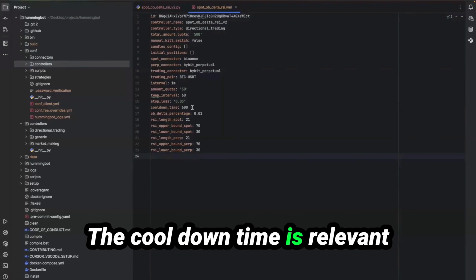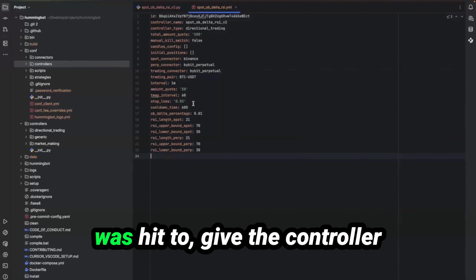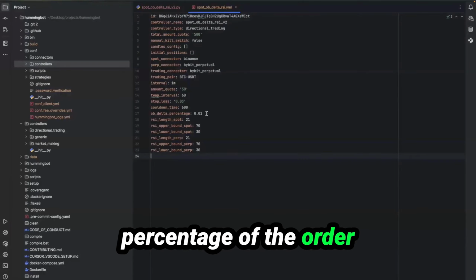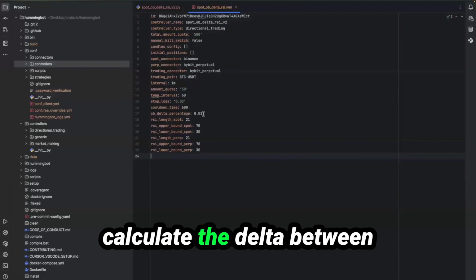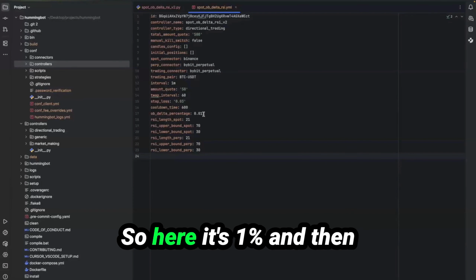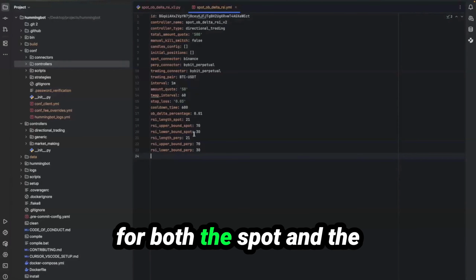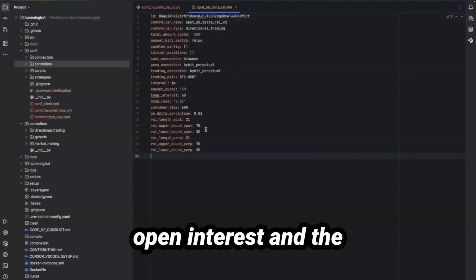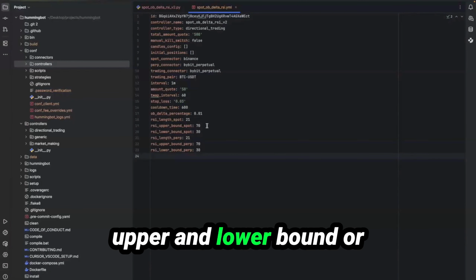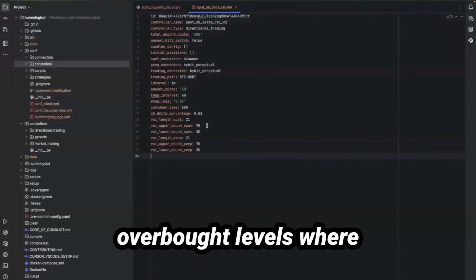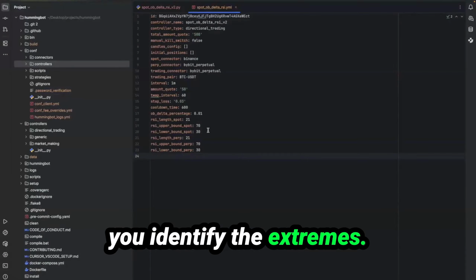The cooldown time is relevant when a stop loss or take profit was hit, to give the controller time to reset. Then you give it the percentage of the order book where you want to calculate the delta between the bids and the asks. Here it's 1%. And then you give it the RSI length for both the spot and the open interest, and the upper and lower bound or threshold values, so the oversold and overbought levels where you identify the extremes.